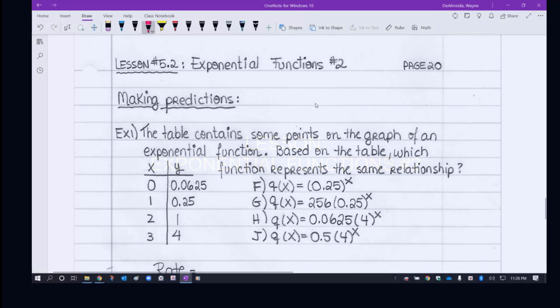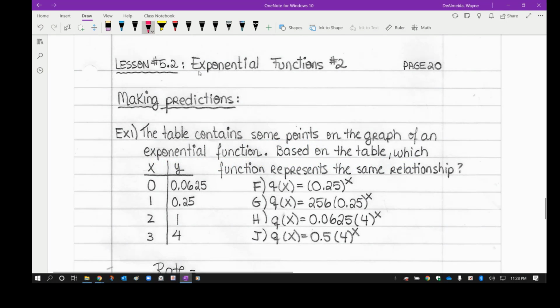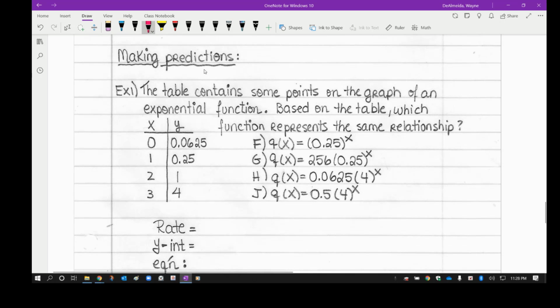Hello and welcome. This lesson is going to be lesson 5.2, exponential functions part 2. Today we're going to talk about making predictions using exponential functions.